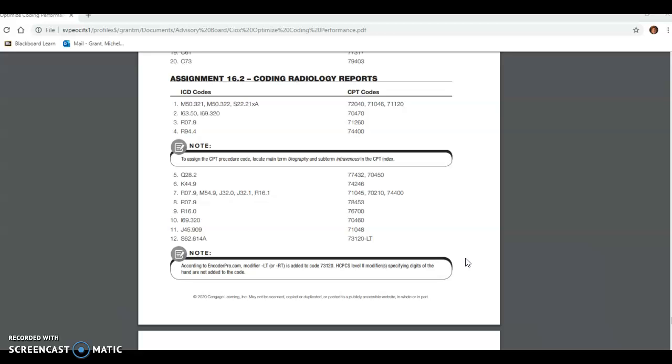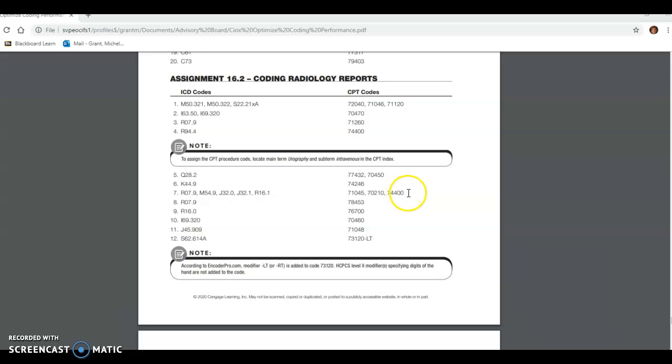Let's go ahead and we'll scoot here to number 5. Here, we're going to start off with code 77432, which is the stereotactic radiation treatment of the cranial lesion. So again, 1 session. And then you're going to go ahead and code the 70450. What that is, your CT of the head or the brain without contrast material. If you have any questions on that, just ask.